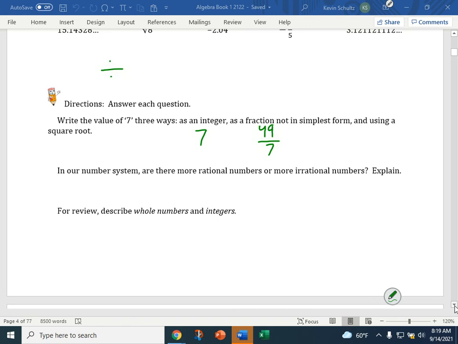Jack? What does it mean by in our number system? In our number system, like all the numbers that exist, fractions, decimals, positive, I'm not having you write them all down. I'm just saying, are there more rational or more irrational? Well, that's for you to figure out. Okay? That's for you to figure out. Think about it. The answer might not be as clear as crystal, so think about it a little bit.